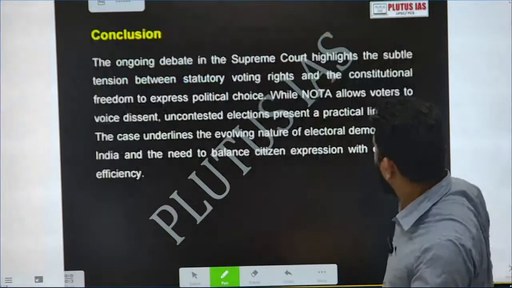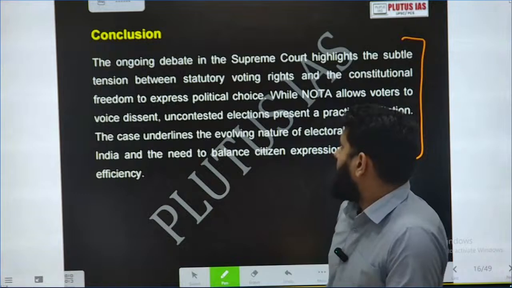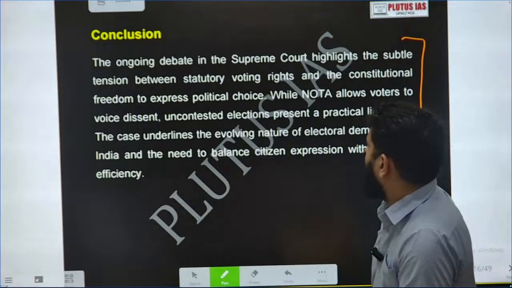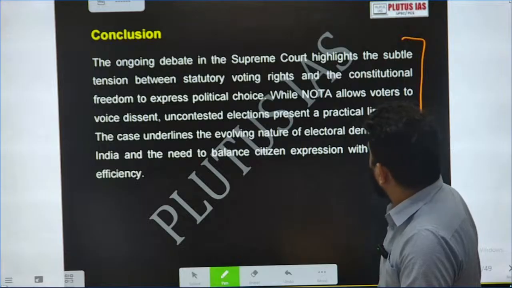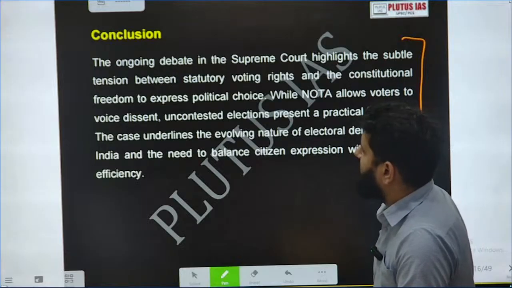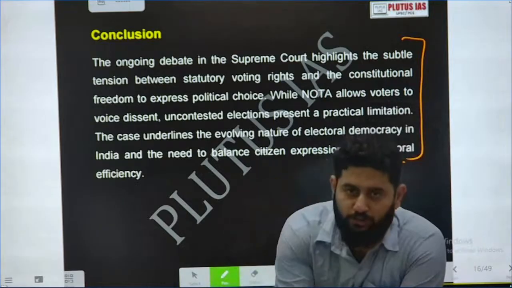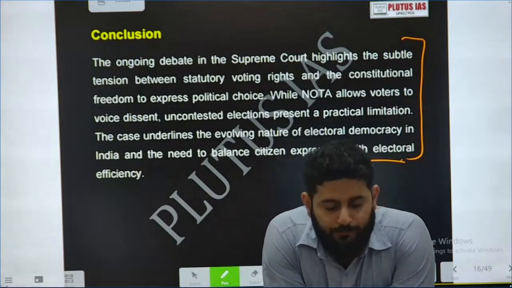Now, what is the conclusion in this part? The ongoing debate in the Supreme Court highlights the subtle tension between statutory voting rights and the constitutional freedom of expression in voting, political choice. While NOTA allows voters to voice dissent, uncontested elections present a particular limitation. The case underlined the evolving nature of electoral democracy in India and the need to balance citizens' expression with electoral efficiency. As we already told about these things, what things can you connect directly?